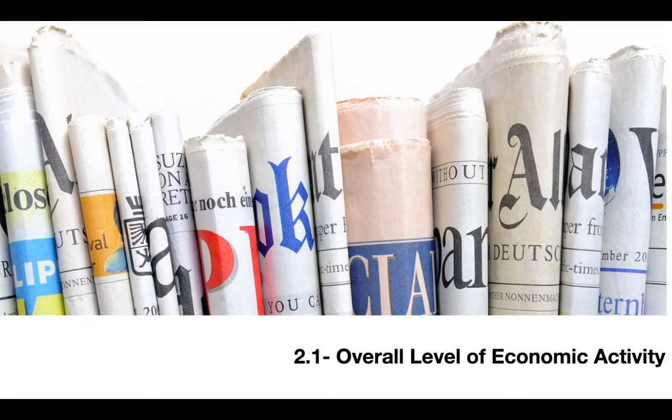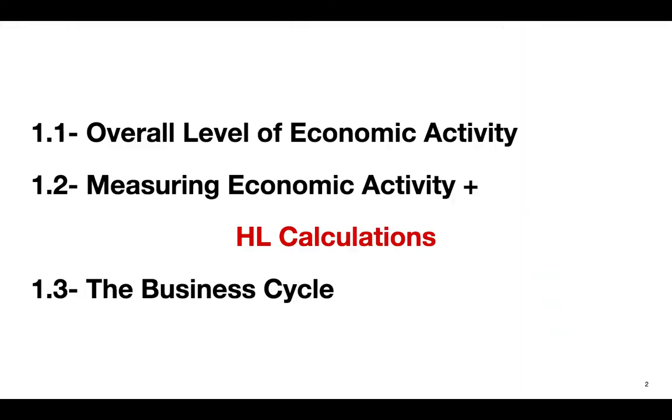First things first, we're in 2.1, overall level of economic activity. This is what we're covering: 3 different lectures in these various things. So it should be 2.1 overall level of economic activity, then 2.2 measuring economic activity and HL calculations. When we get to the calculations portion, I'm going to send you over to Welker, and I'm also going to give you an activity that is HL only, okay? But SLs, you can listen to the lecture. You should listen to the lecture part of it, just explaining what these things are. And then finally, you'll get to the business cycle in 2.3.